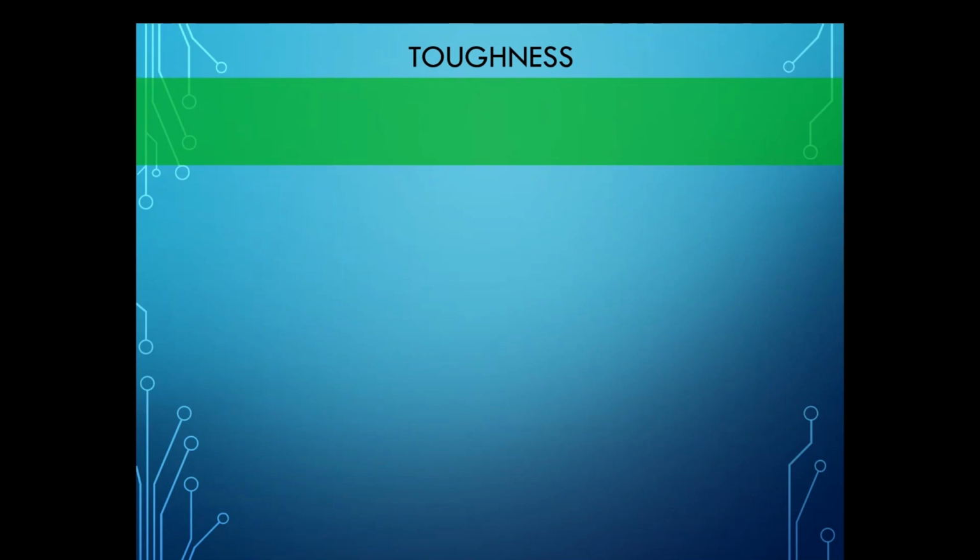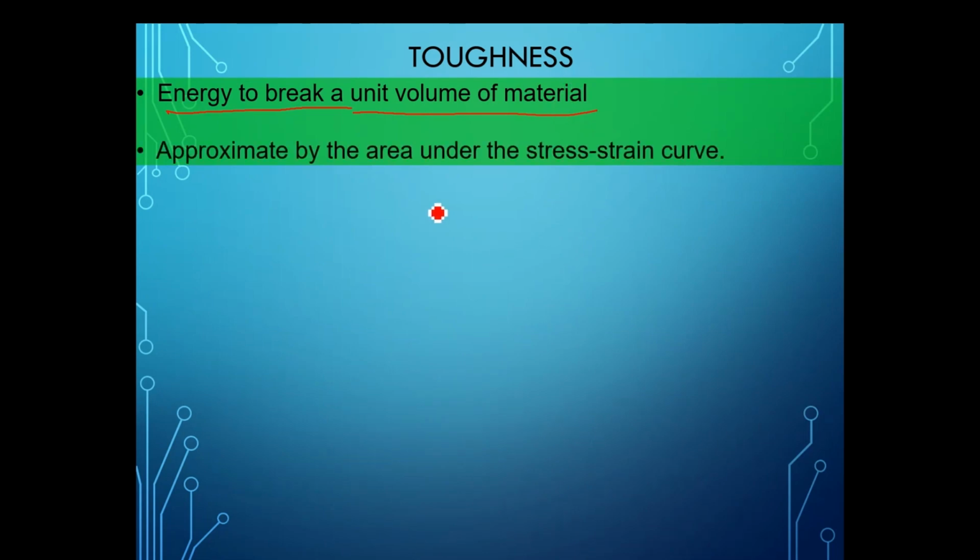It is the energy required to break a unit volume of material. All right. It is approximated by the area under the stress strain curve. So it is the total energy that is required to break a unit volume of material.